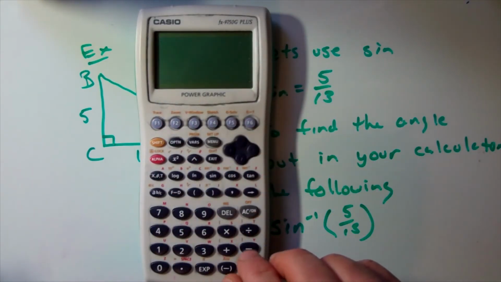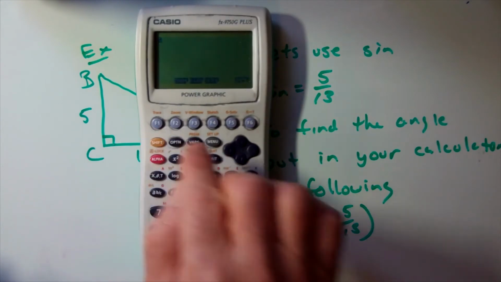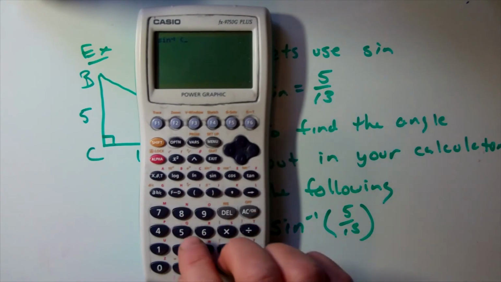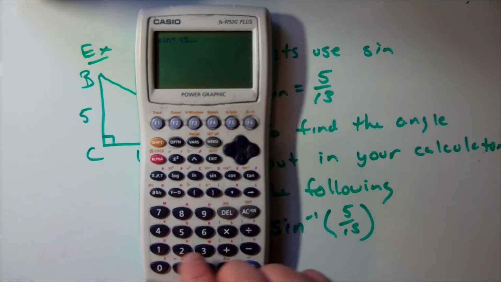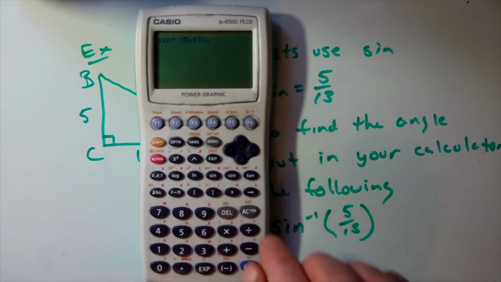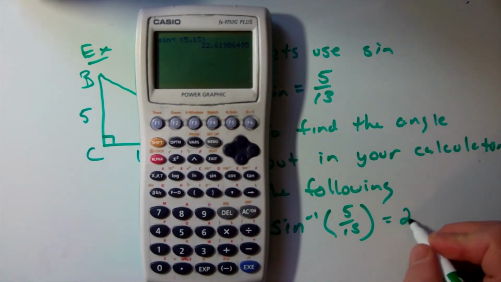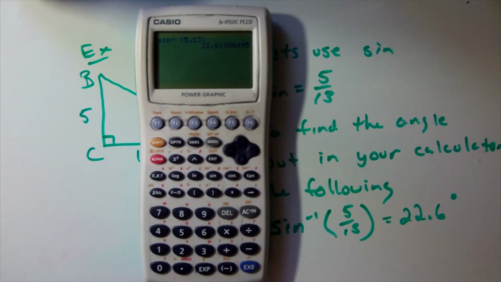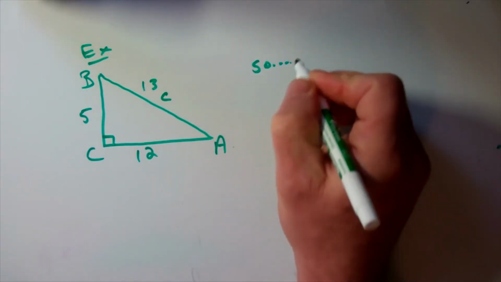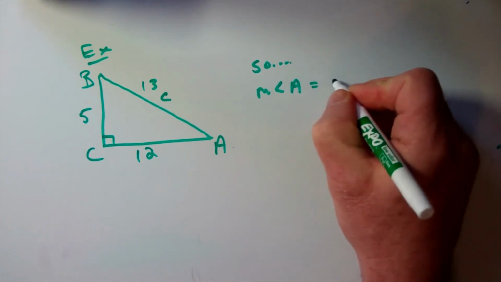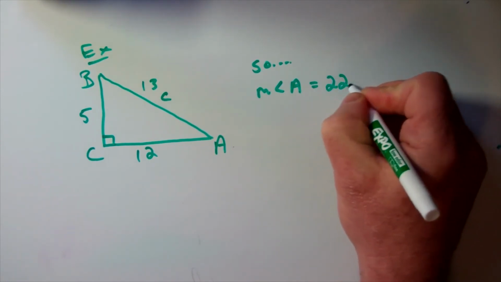So just go to run, and then you're going to go to shift, and right above sine, you'll see sine -1. You'll press that button and then put in the fraction 5 over 13, and you'll come up with the angle of 22.62 rounded off. Okay, so you'll round that off to 22.6 degrees. So the measure of angle A is 22.6 degrees.